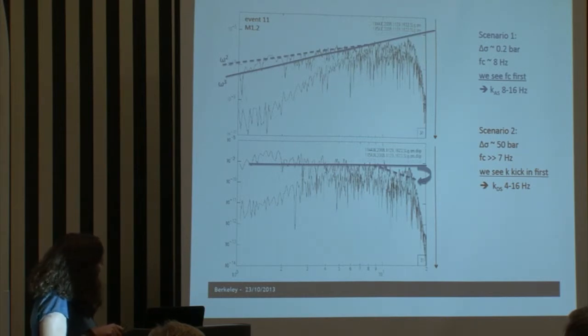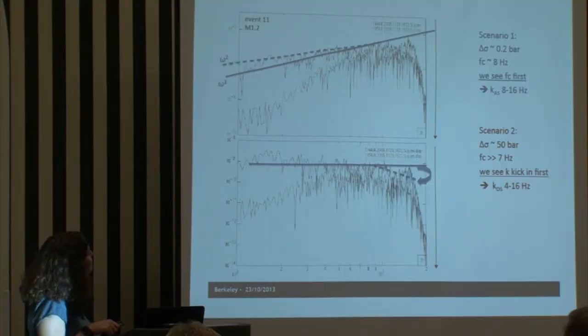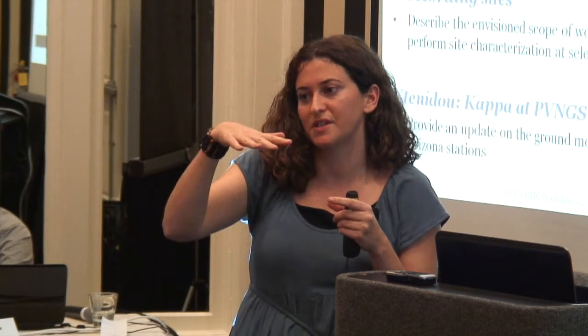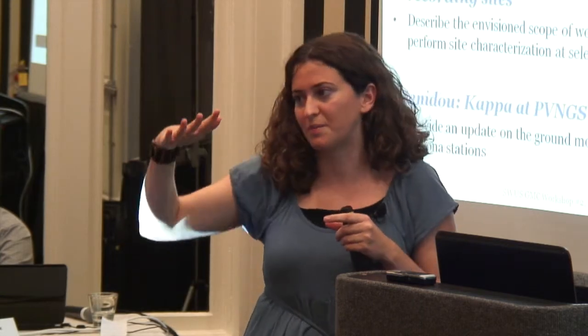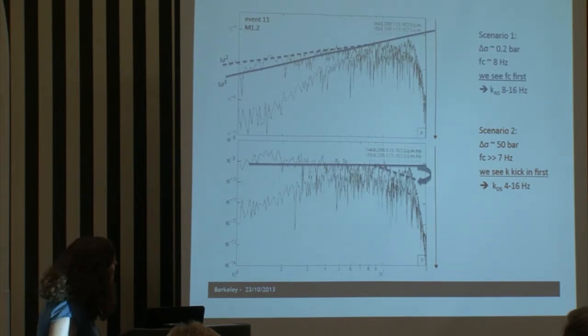Scenario 2, which gives us a stress drop of around 50 bars, would say that the corner frequency should be somewhere out here, so between here and there, really. So the kink here must be kappa kicking in before the corner frequency and starting to chew up what should otherwise keep going out to the corner frequency, which is totally invisible to us.